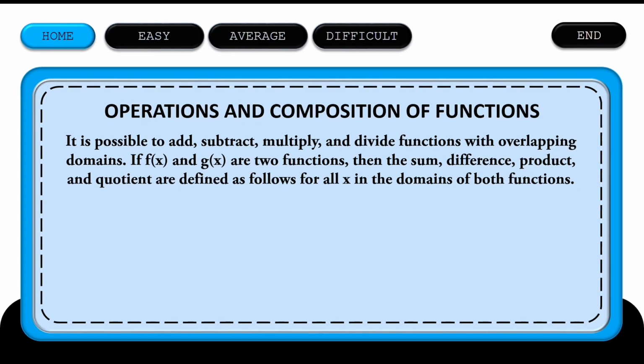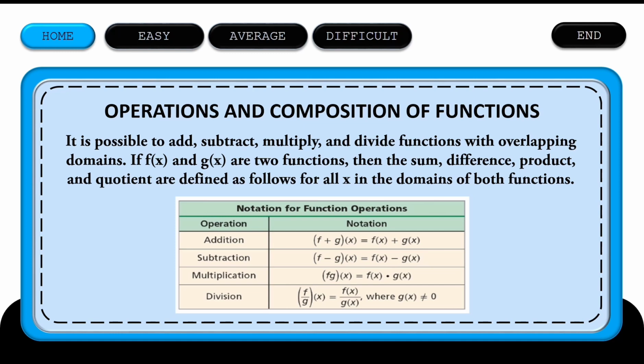So here is the notation for function operations. If we use addition, we will have the notation of quantity f plus g of x. It is also equal to f of x plus g of x. Subtraction, quantity f minus g of x is equal to f of x minus g of x. Multiplication, quantity fg of x is equal to f of x multiplied to g of x. And for division, quantity f divided by g of x is equal to f of x over g of x, where g of x is not equal to 0. Each operation has specific rules and conditions that must be met for the resulting function to be well defined.